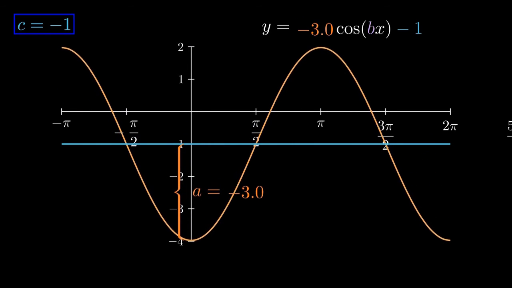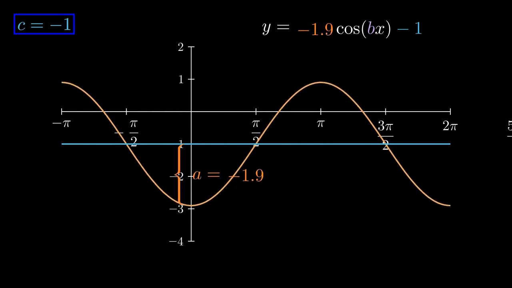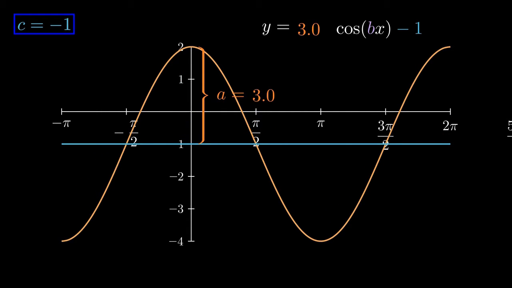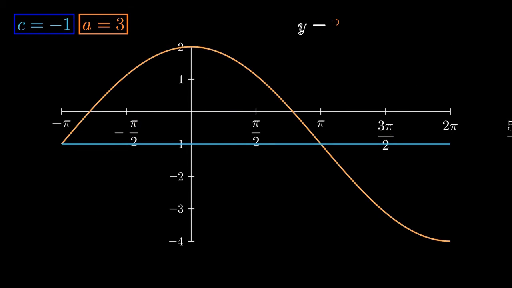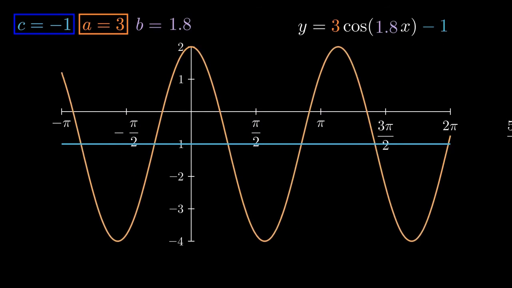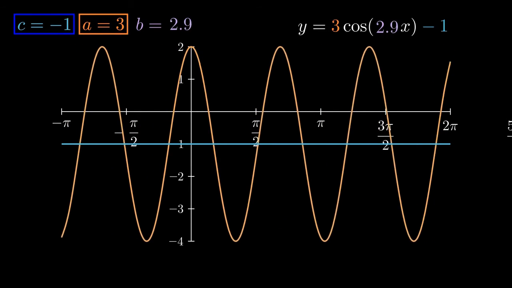In our example, we have the amplitude of 3. That's the distance from the midline to the maximum, or from the midline to the minimum. That's the amplitude. Finally, we'll look at B, which is going to affect the frequency.